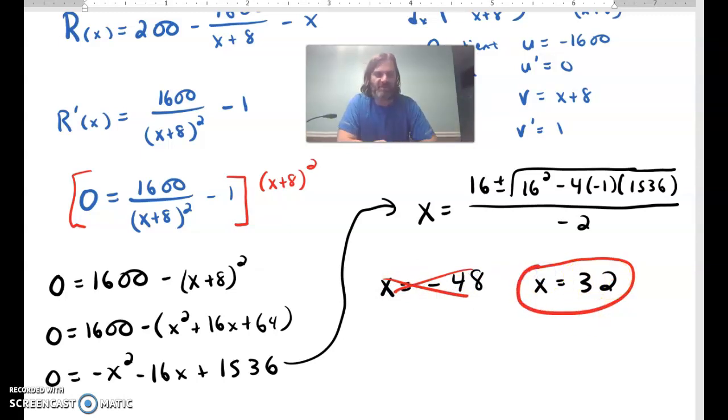And this was the same type of problem we've been doing. The only difference is how we took the derivative using a different rule and how we solved it. But the idea was the same. Take the revenue function, take the derivative, set it equal to 0, and solve it.